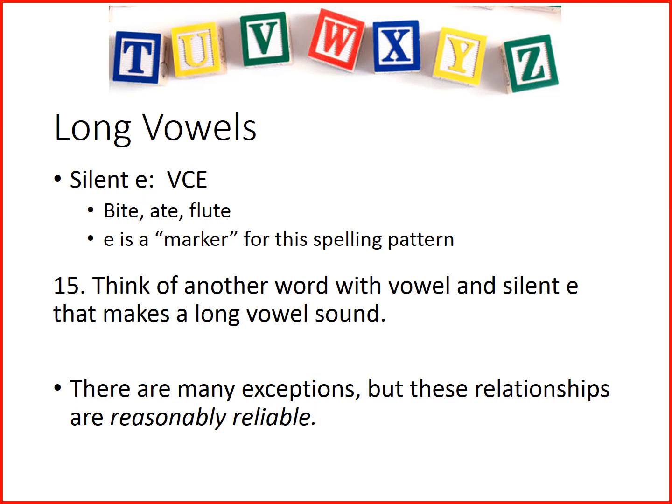In the word ate, you hear the long A sound. The bossy E reaches over the T and tells the A to say its name. In the word flute, this one's a little tricky. It's not really a true U sound, more of an oo sound, but the bossy E reaches over and tells the U to say its name. So think of another word with a vowel and silent E that makes the long vowel sound. There are many exceptions, but again, the relationships are reasonably reliable for that silent E pattern.